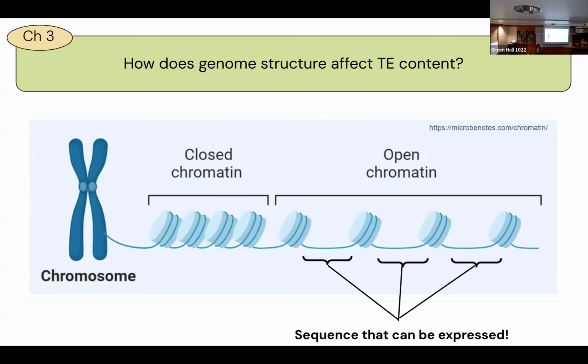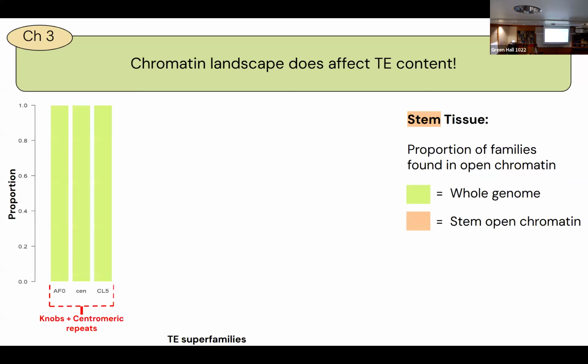So I plan on comparing TE content in open chromatin regions in maize and the teosinte using something called ATAC-seq, or ATAC sequencing, where only sequence in open chromatin regions is extracted and sequenced. And then I compare that to whole genome data that I have. So let's look at some data.